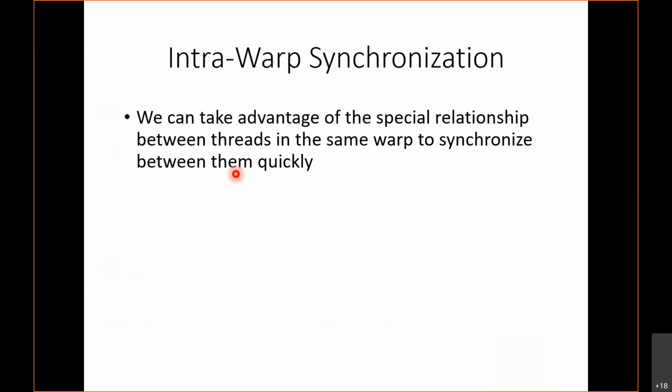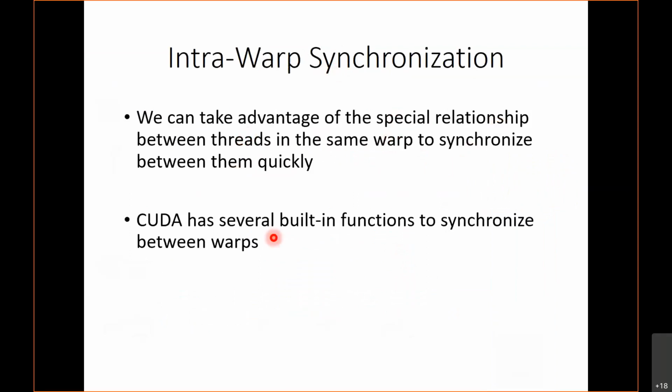And CUDA actually has several built-in functions to synchronize between warps. And there are two major categories of functions. We have functions that share data across threads. We call these shuffle instructions or shuffle intrinsics. So basically what we're doing here is we're shuffling data across threads.